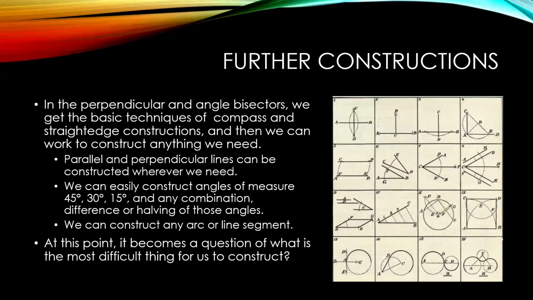Those are just 2 examples. There are a lot of constructions that you can create. And in a standard geometry course, you will create dozens upon dozens of different constructions and see if you can determine things which are parallel or perpendicular based on your constructions. And so parallel and perpendicular lines can be constructed wherever we need. We can also easily construct certain angles, such as a 45 degree, a 30 degree, a 15 degree, or any combination. We can construct any arc or line segment, but there's still a number of things that you can't really construct. And so at this point, it becomes a question of what is the most difficult things for us to construct?